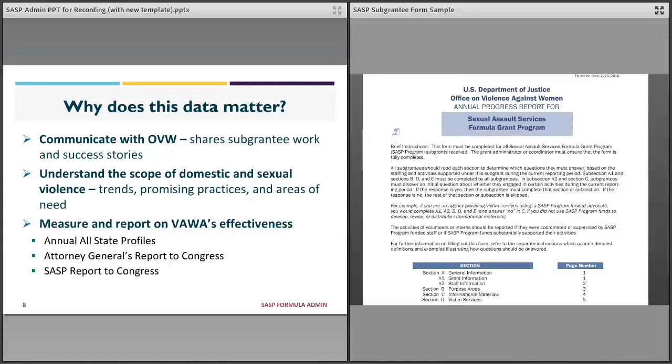For example, how has the funding impacted the state? Are the subgrantees meeting on a regular basis to identify and resolve barriers to effective practice? Most importantly, how has this funding made a difference to the people your subgrantees serve?